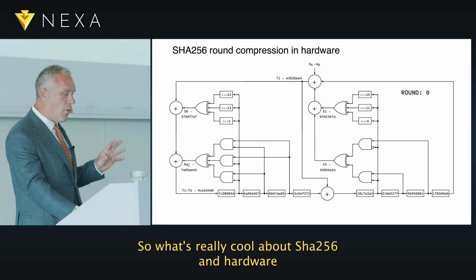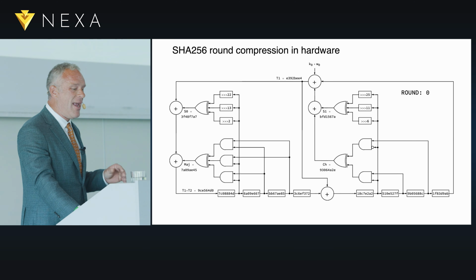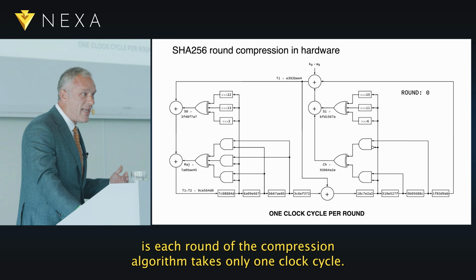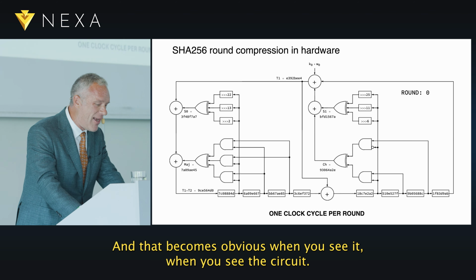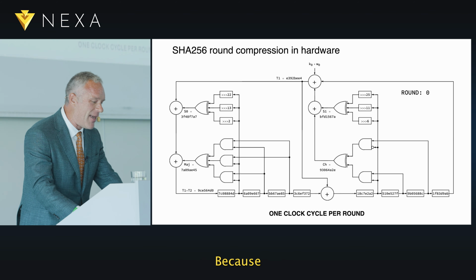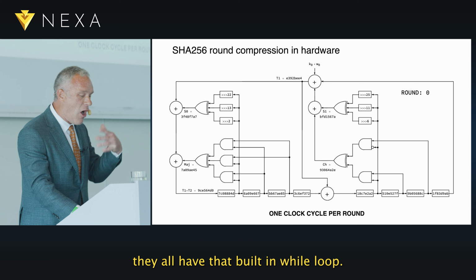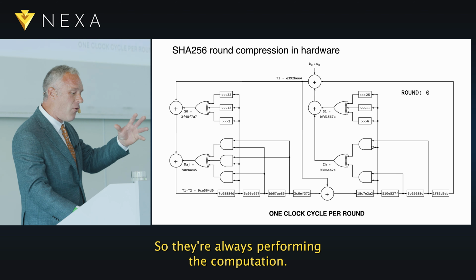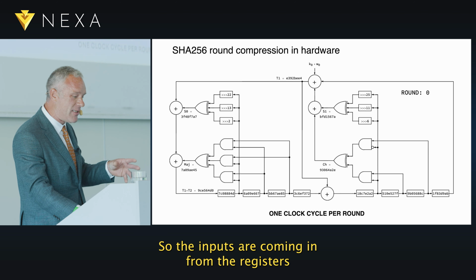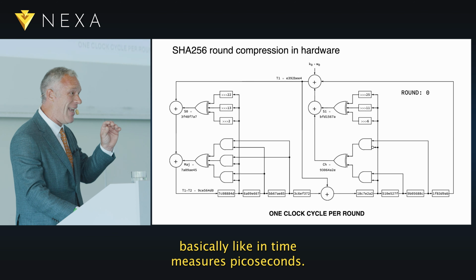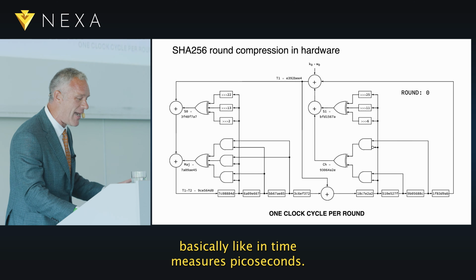So what's really cool about SHA-256 and hardware is each round of the compression algorithm takes only 1 clock cycle. And that becomes obvious when you see the circuit, because all these AND gates and all these XOR gates, they all have that built-in while loop. So they're always performing the computation. So the inputs are coming in from the registers, and they're doing all that computation in time measured in picoseconds.